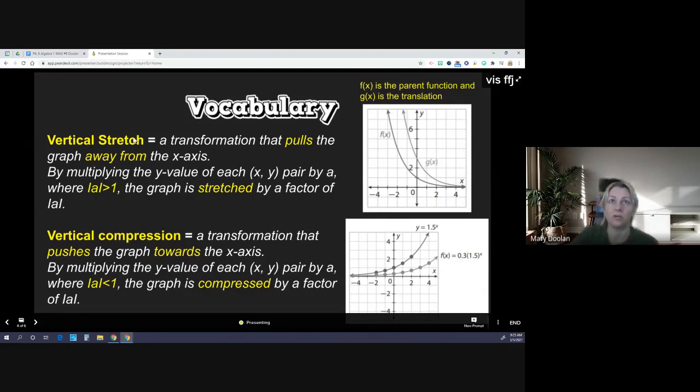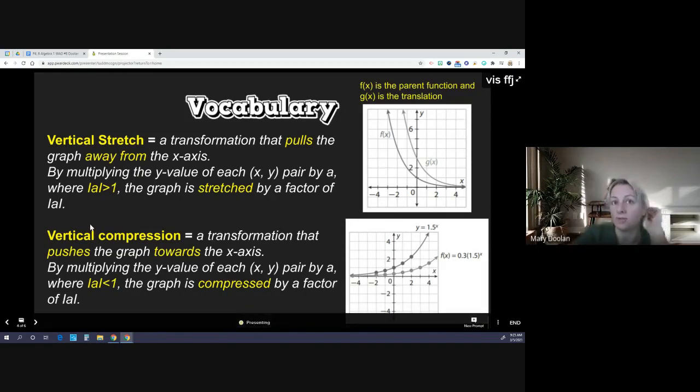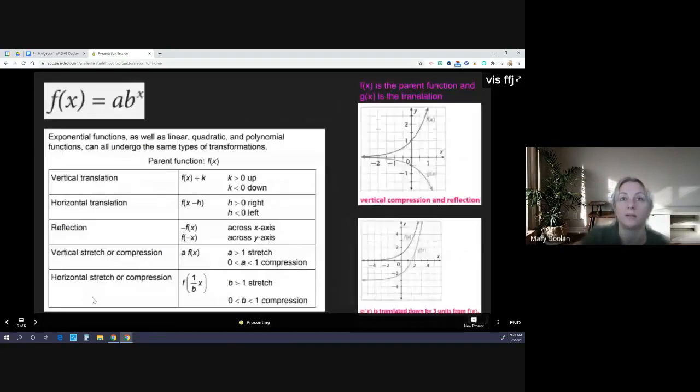All right, so you can also have, just like vertical stretches and compressions, horizontal stretches and compressions too. Okay, I didn't give you the definitions of those, but it's the same idea, except now we're going horizontally, side to side. And when we have a horizontal stretch or compression, it's the value of B that's actually changing.